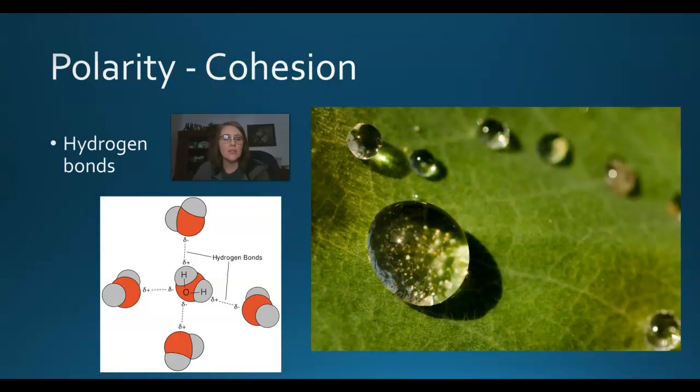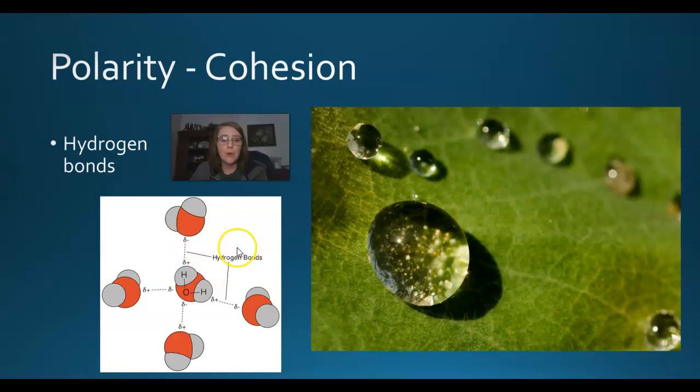One of them is cohesion. So cohesion basically means, this is what you should write down, water molecules are attracted to other water molecules. The positive parts, the hydrogens, are attracted to the negative part where the oxygens are in the water molecules, and that kind of glues them together. That is called a hydrogen bond. So a hydrogen bond's definition is a weak attraction between water molecules.